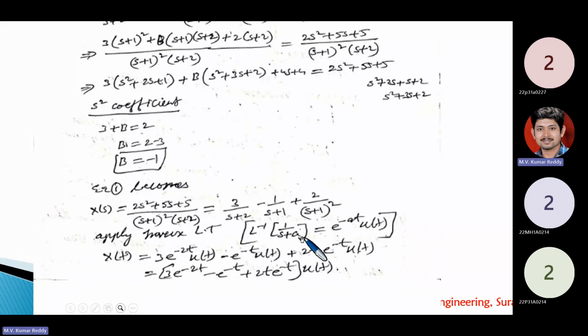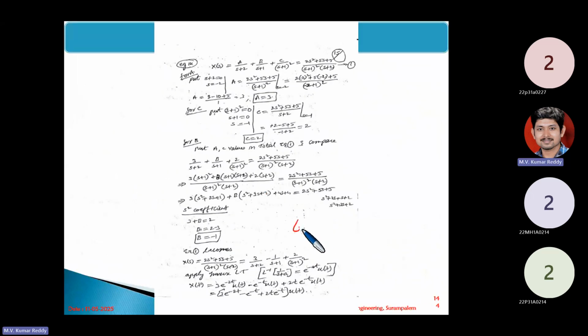So for this one: 3 e power minus 2t u of t, minus e power minus t u of t, plus 2, where the square is there. For s plus 1 it is e power minus t u of t. For s plus 1 whole square it means t, whole cube means t square, whole power 4 means t power 3, like that. So for t power n e power minus at u of t, this is one of the important formulas.